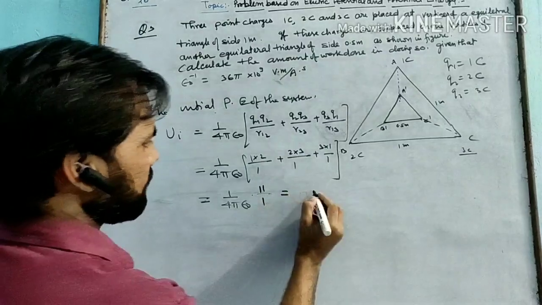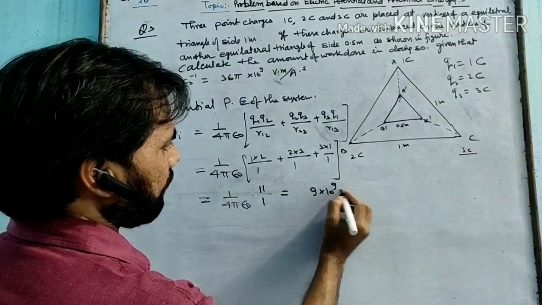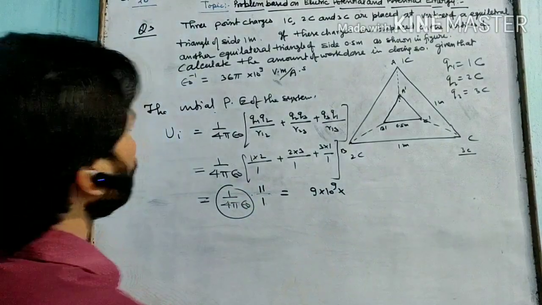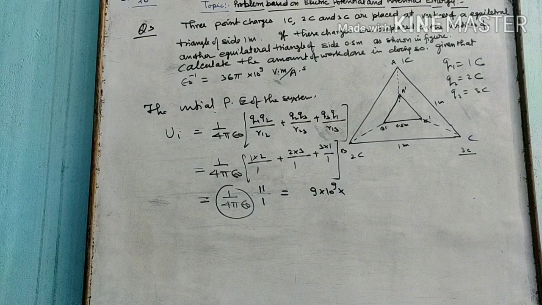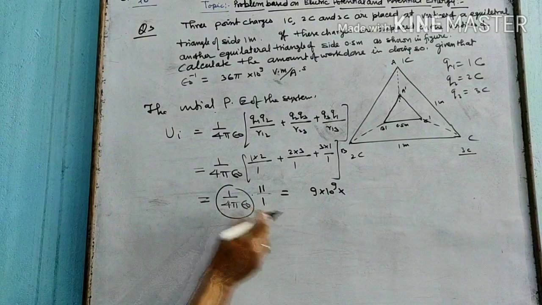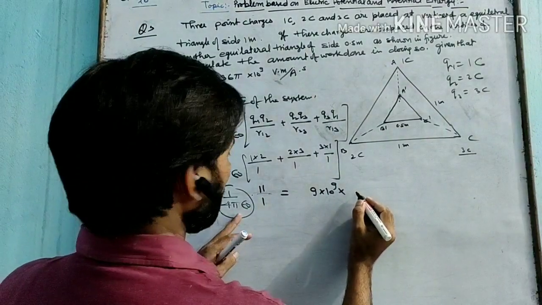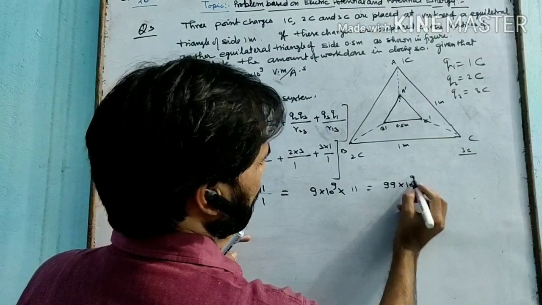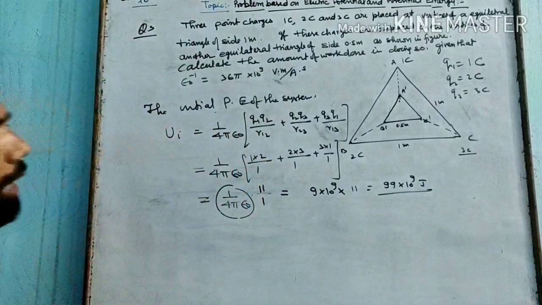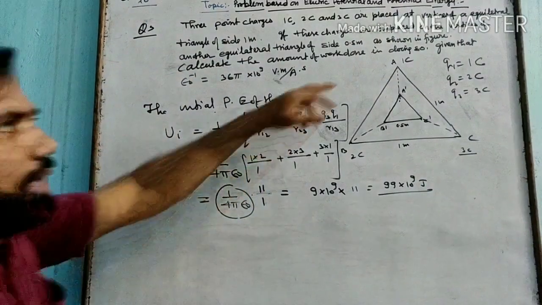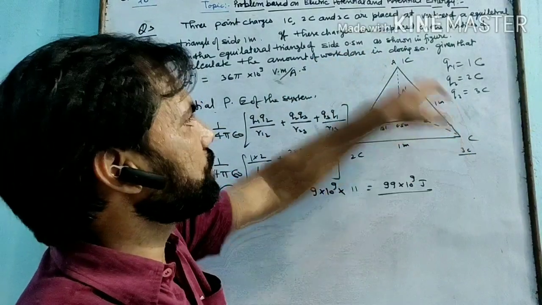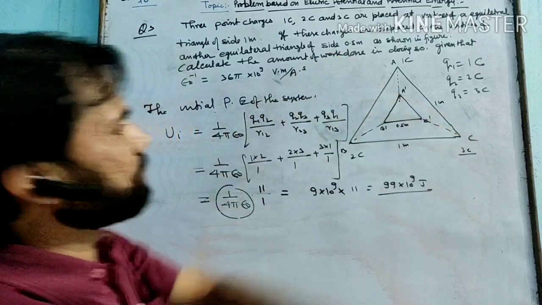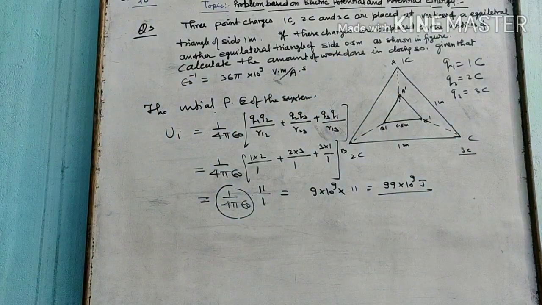we can write this as 9 into 10 to the power 9 into, how much is this? What is the value of 1 upon 4 pi epsilon 0? That is equal to 9 into 10 to the power 9. So 9 into 11 is 99 into 10 to the power 9 joule. This is the amount of potential energy of the initial system in which charges 1, 2, 3 coulomb are placed at the vertices ABC of an equilateral triangle.